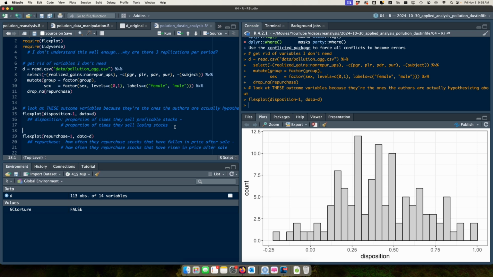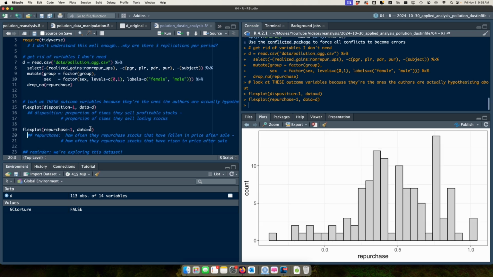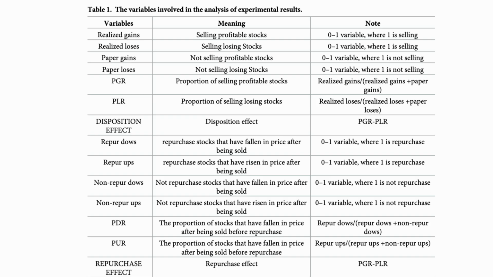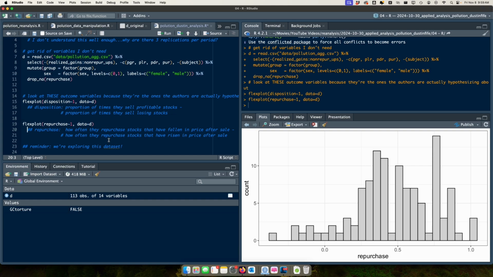And then repurchase, and I still don't understand what this variable is, but there's the distribution. It's how often they repurchase stocks that have fallen in price after the sale minus how often they repurchase stocks that have risen in price. I think they actually have a table 1 in the paper that is supposed to explain those things, but you'll notice right here that this formula for repurchase is the exact same as this formula for disposition, which doesn't make sense. I suspect that was a typo. So because I don't actually know what repurchase is, I'm just guessing. Which is actually kind of frustrating for me because I really like to understand the variables that I'm analyzing when I'm doing data analysis, but it is what it is.